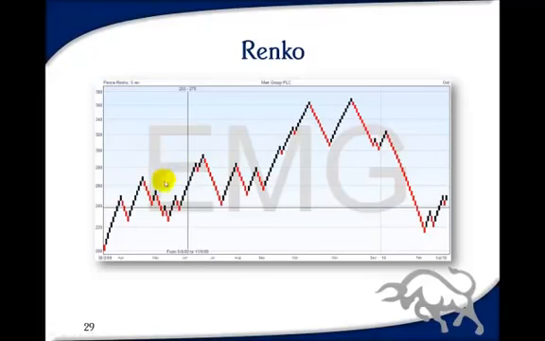The reversal, because you have to actually draw a reversal block, you have to draw 2 of those price increments. So if you'd gone to 250 here, you couldn't draw that red block until you've gone down to 240.